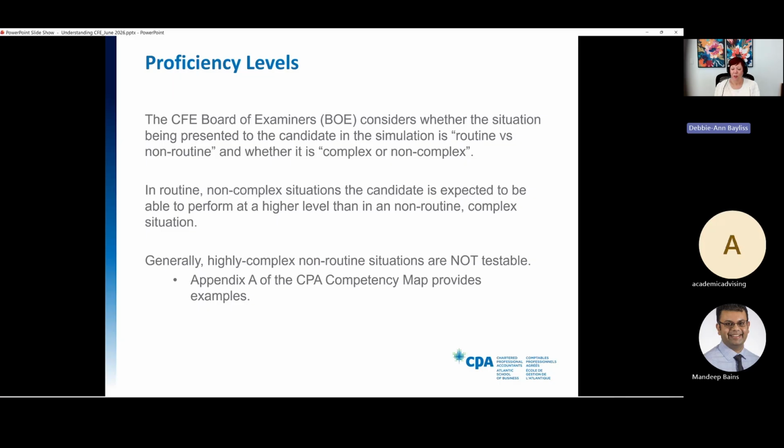So, in other words, if it's routine, then the expected proficiency level is higher. Okay? If it's non-routine, the expectation might be lower. So generally, the higher complex non-routine situations are not testable, and they're outlined in Appendix A of the CPA competency map.